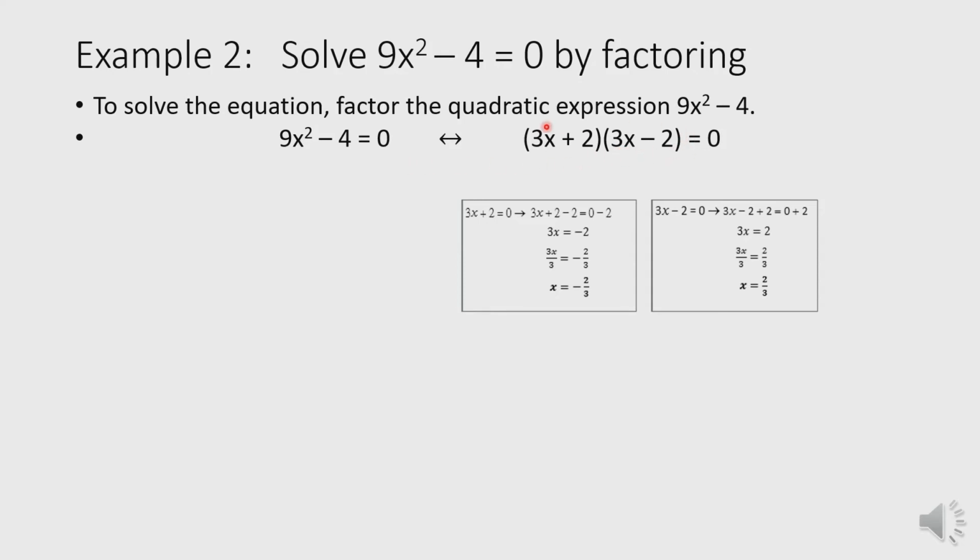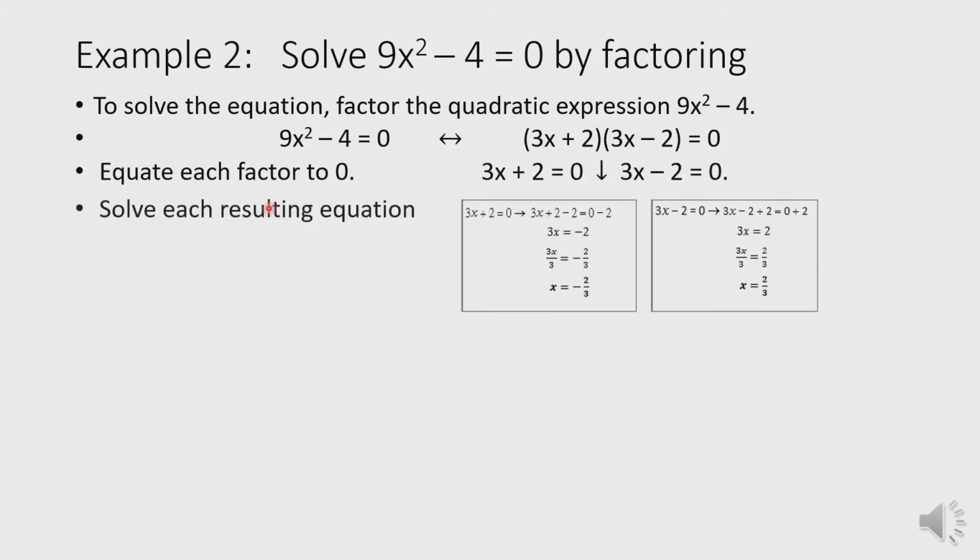How to get this one? All you need to do is to factor the first term, 9x squared, by 3x and 3x, and then negative 4 by 2 times negative 2, and then pair it with the term with variable and the constant. Then you got here the factors 3x plus 2 and the other one is 3x minus 2, and then equated to 0.